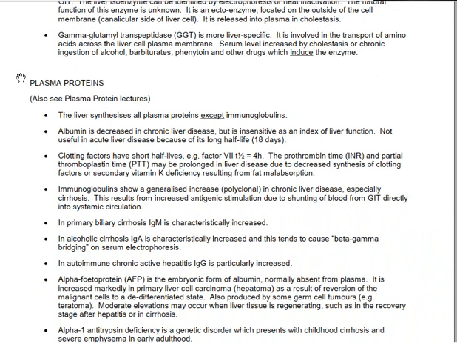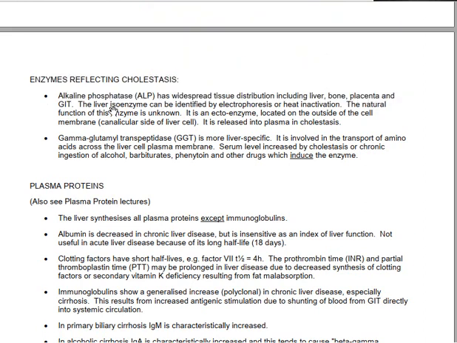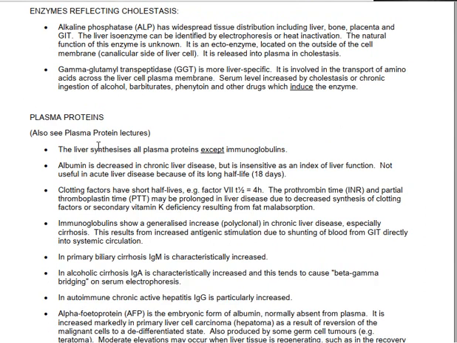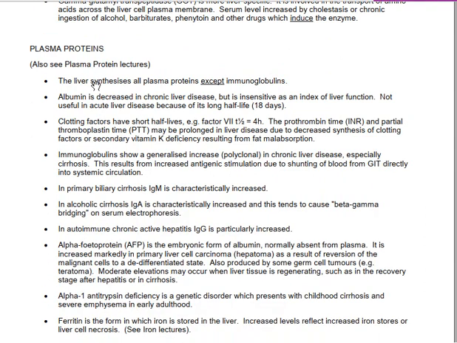Now, the next one is plasma proteins. These enzymes were not actually liver function tests. Another liver function test is the plasma proteins, particularly albumin. The liver synthesizes plasma proteins except the immunoglobulins, as you have already seen before. Albumin is going to decrease in chronic liver disease. Clotting factors have a short half-life in chronic liver disease.